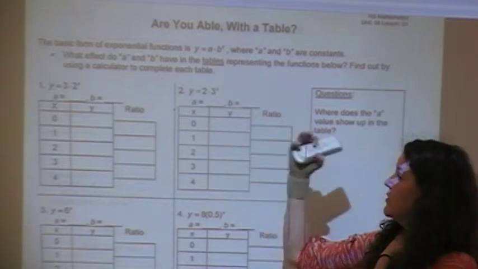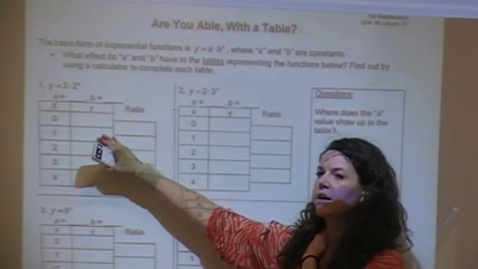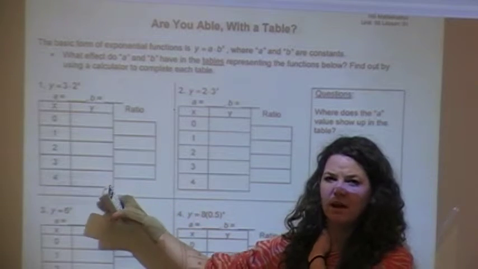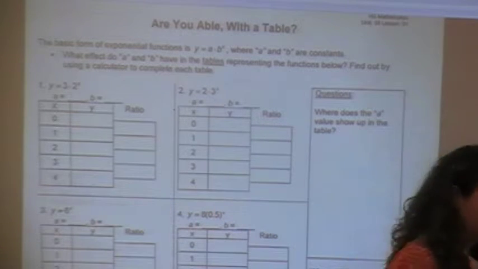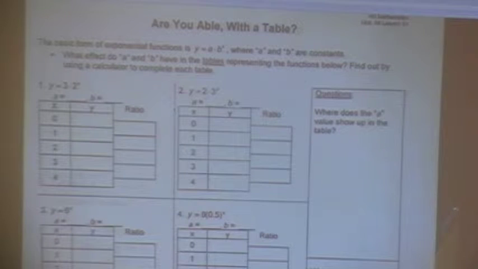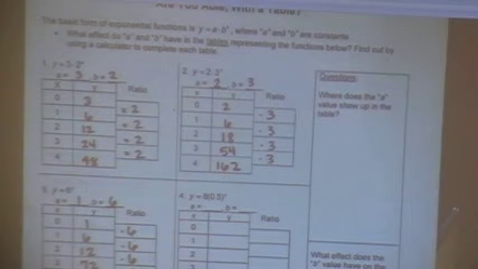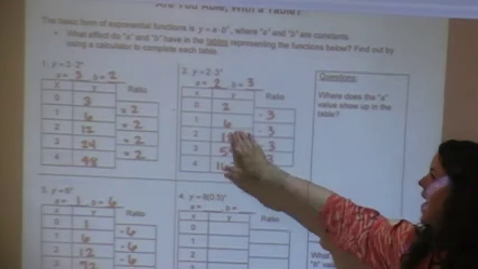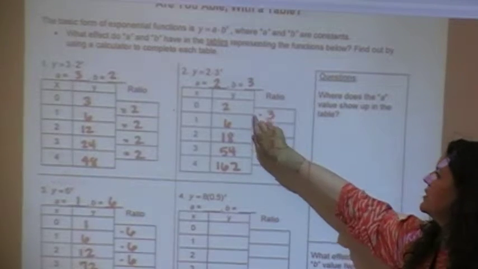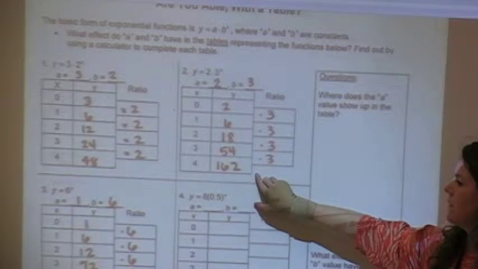In between. So how am I going from here to here? What are you doing each time to move down the table? Multiply by B. Multiplying by, in this case, 2, which happens to be your B value. So if I look at number 2, and my A value is 2, my B value is 3. So I filled in my table, and this time I'm multiplying by 3 to go down the table.